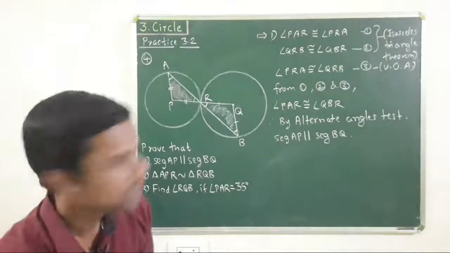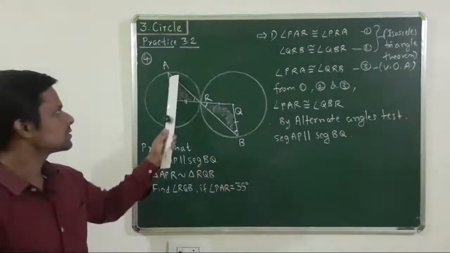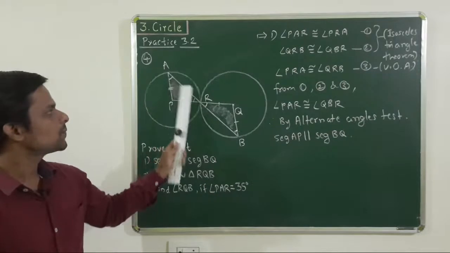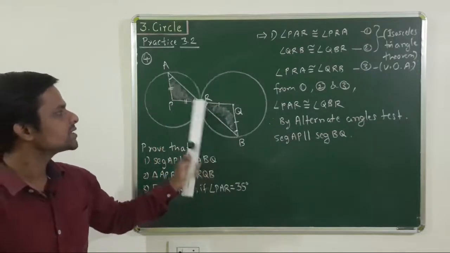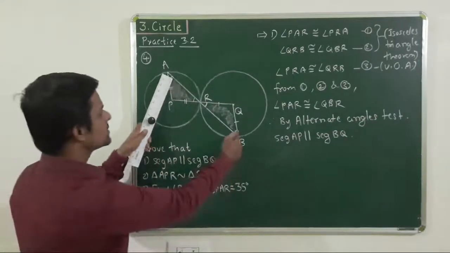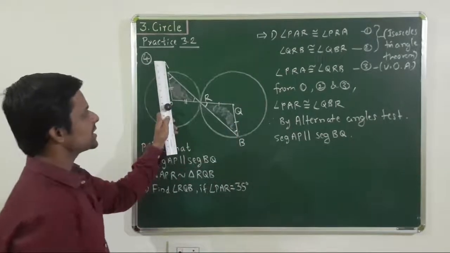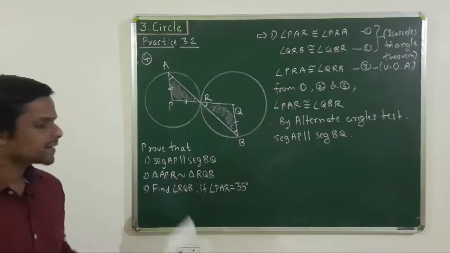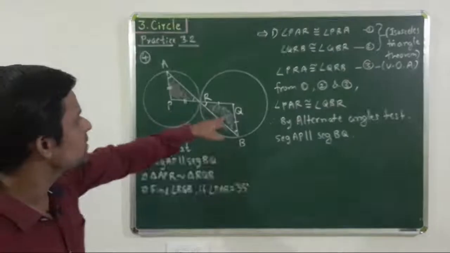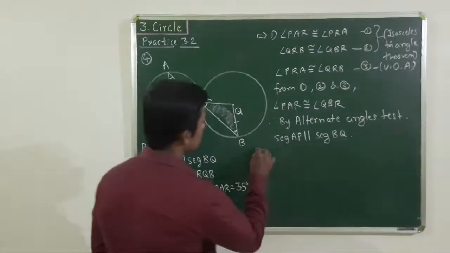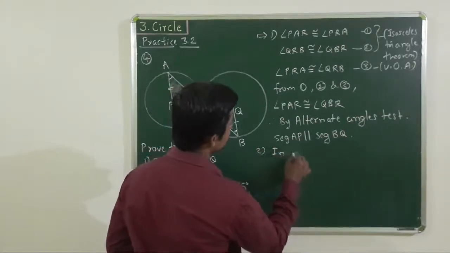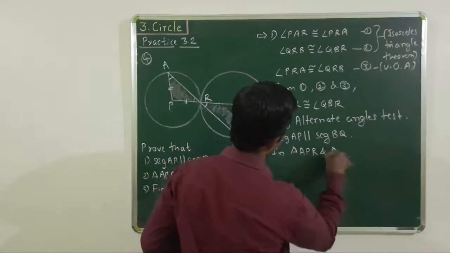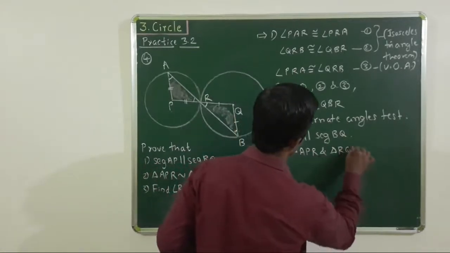See once again, simply three pairs we have to choose, first, second and third. Hence from statement number 1, 2 and 3, these two angles are congruent. Hence by alternate angle test, AP is parallel to BQ. Very simple. Now we'll move towards the second part, that is, we have to prove these two triangles similar. To prove triangles similar, first step is to write the names: triangle APR and triangle RQB.